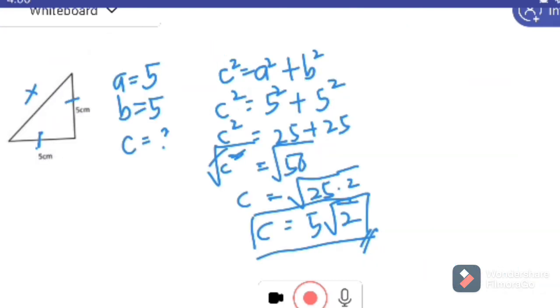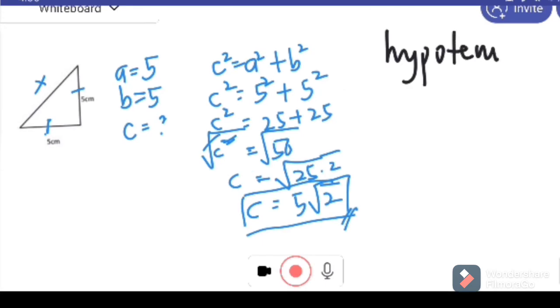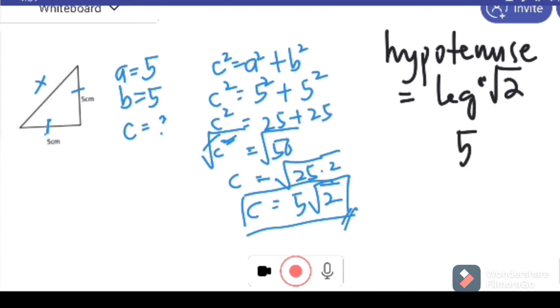We can also apply the special triangle theorem, which is a 45, 45, 90 degrees triangle. In a special triangle, let us remember that we just multiply the leg and the square root of 2. So that would mean the leg is equal to 5 and then times the square root of 2. So you see, we still have the same answer.